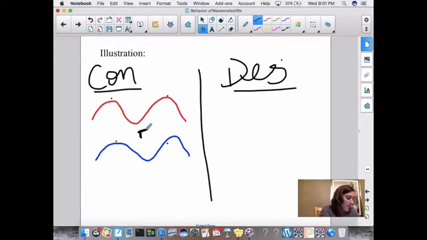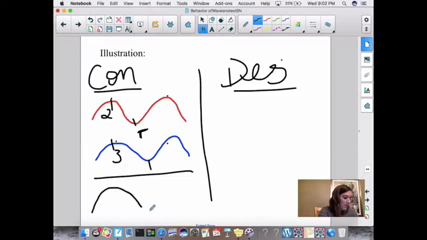So let's say that this wave has an amplitude of 2 amps, and this wave has an amplitude of 3 amps. Because we have crest meeting crest and trough meeting trough, they're together. When they go on top of each other, at the same time, I'm creating a larger wave that would have an amplitude of 5.